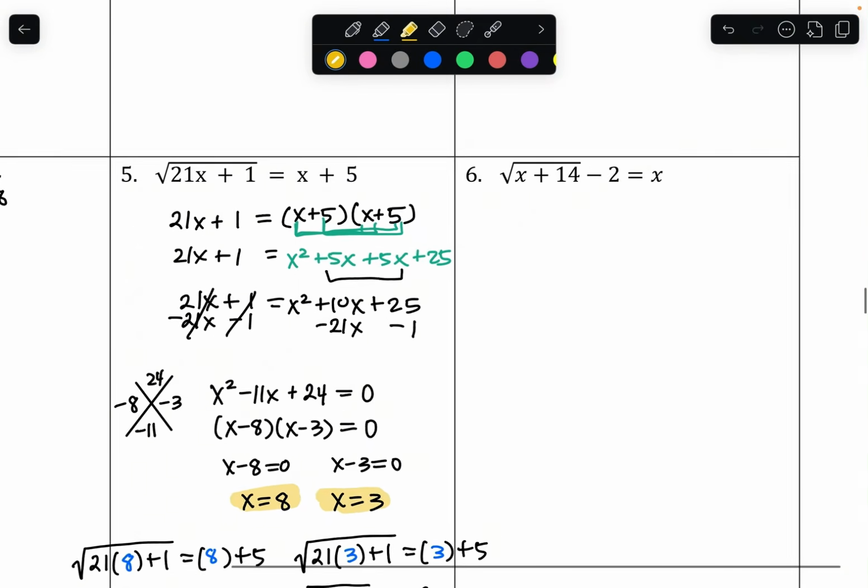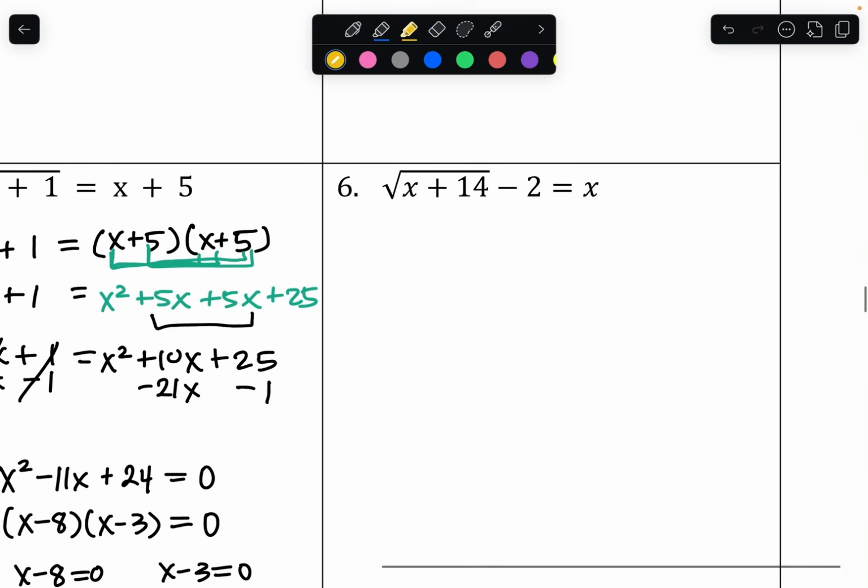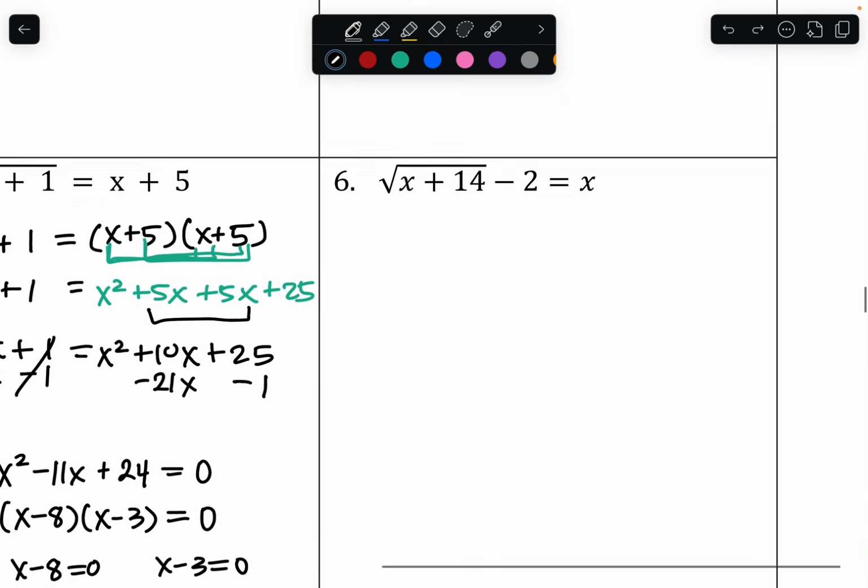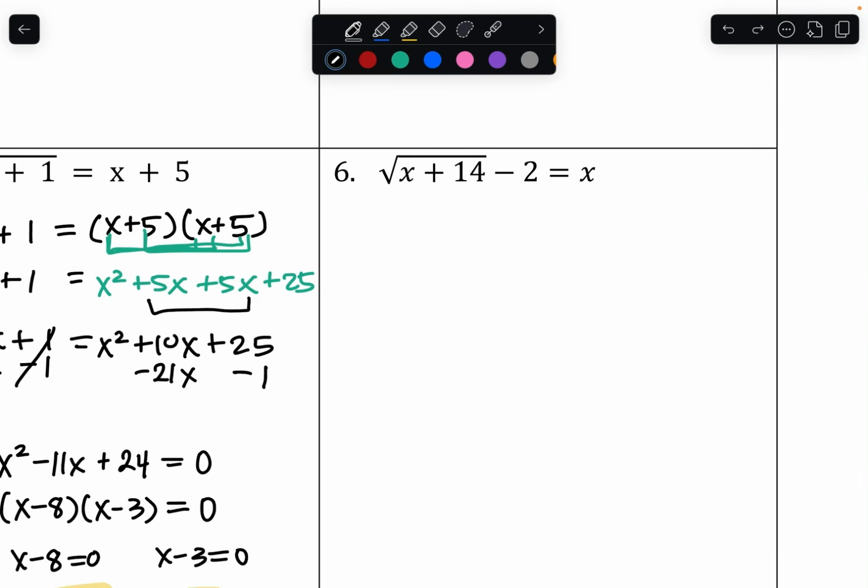Okay, on number 6, it's a similar situation. We're seeing x on both sides, so we are going to have to check for extraneous solutions, but we're not ready to square both sides just yet. You still need to isolate the radical. So your first step here is to add 2 to both sides, which would give me square root of x plus 14 equals x plus 2. Now you're ready to square both sides.